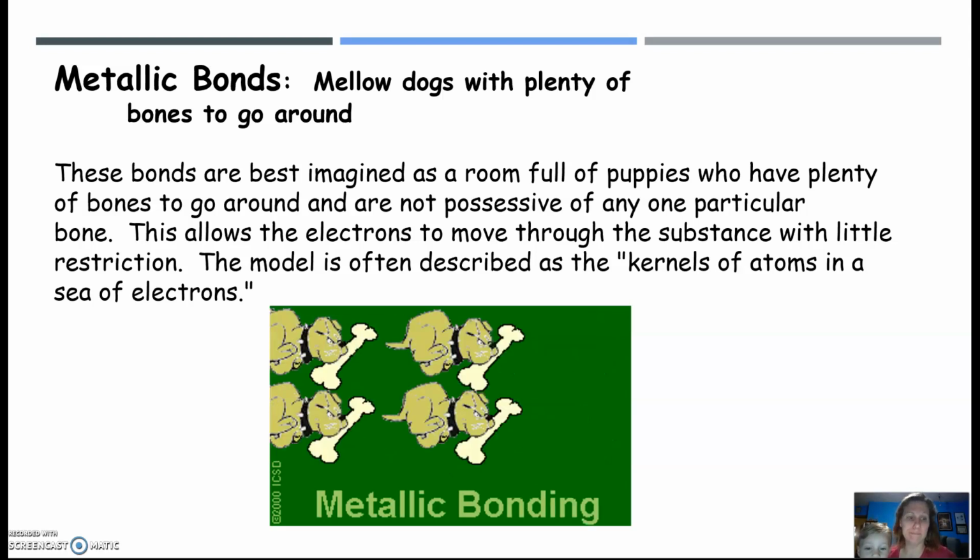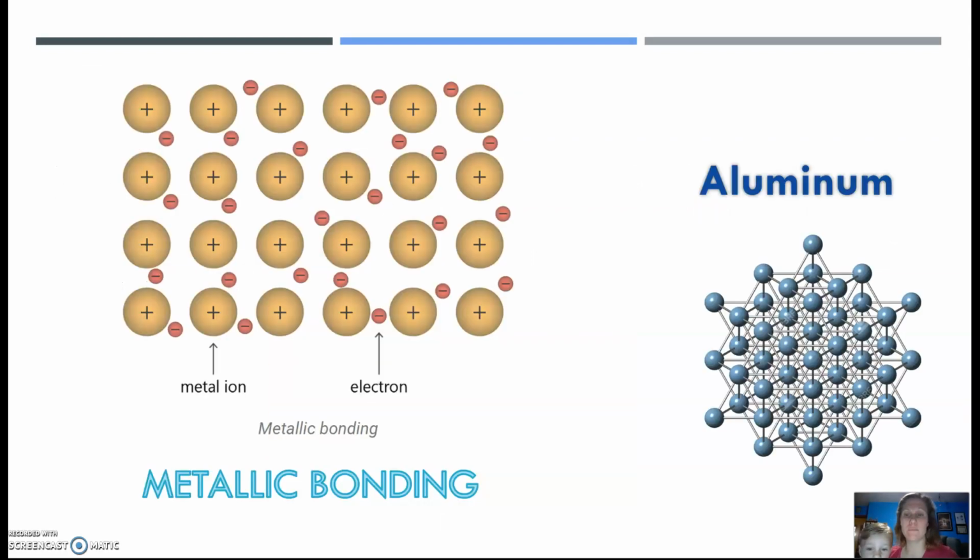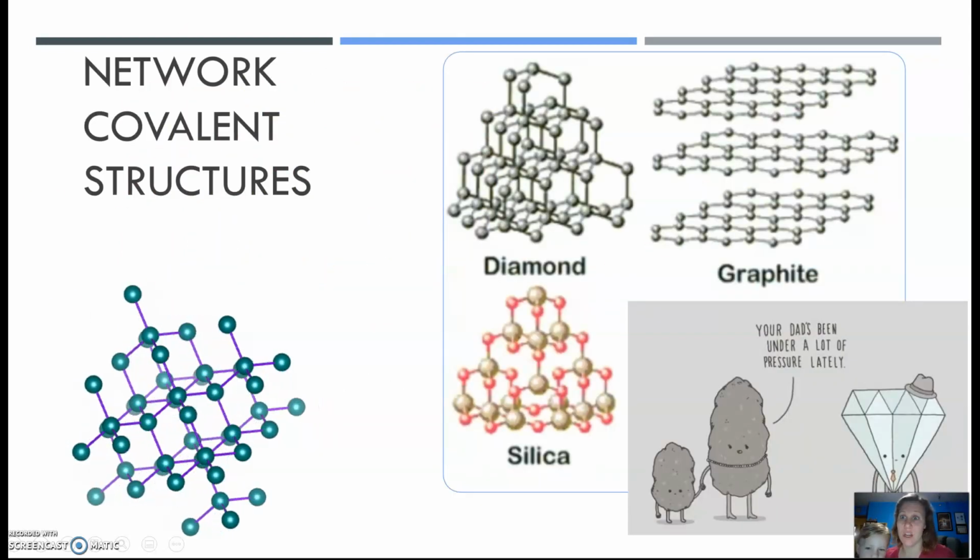Dog bones. And so again, just one more visual. You just have all these positives, but the electrons are just kind of floating around. So funnily enough, metals conduct electricity because electrons are the things that are doing the conducting, and they're just floating around in there.